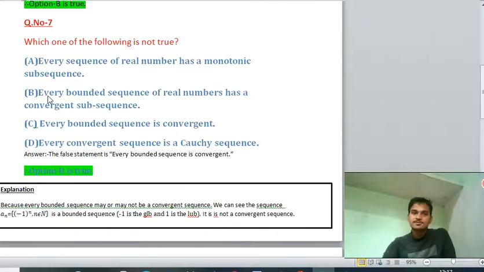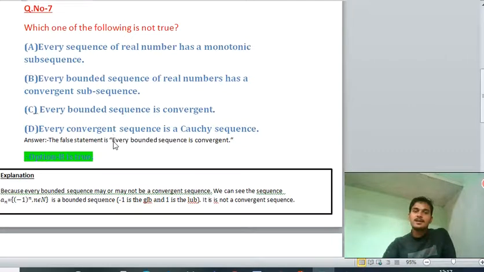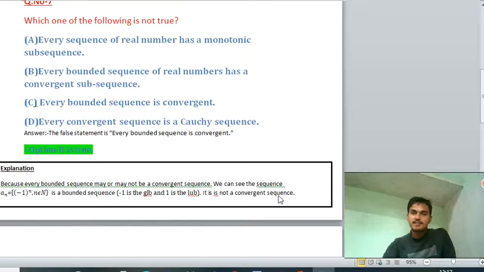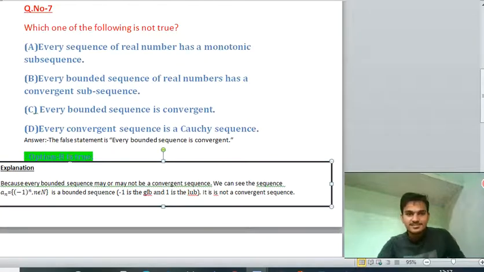Option A, option B, option D are true, but option C is not true. I have also explained by giving one example. So you can see this example. The false statement is, every bounded sequence is convergent. So option C, sorry, is the answer.